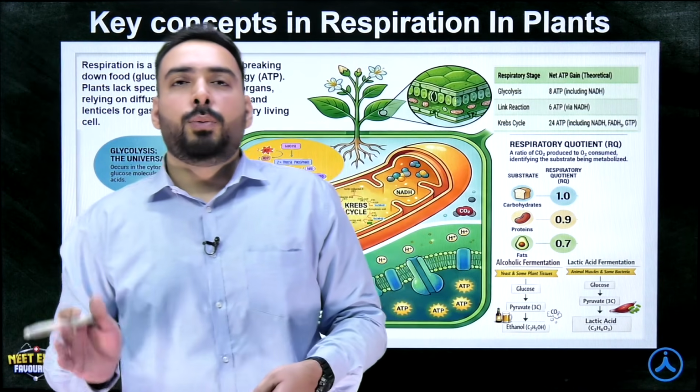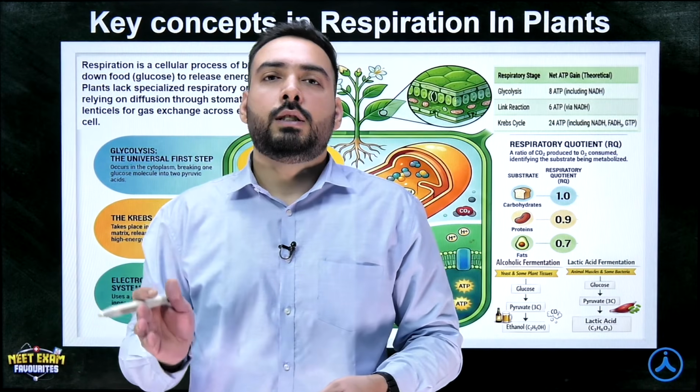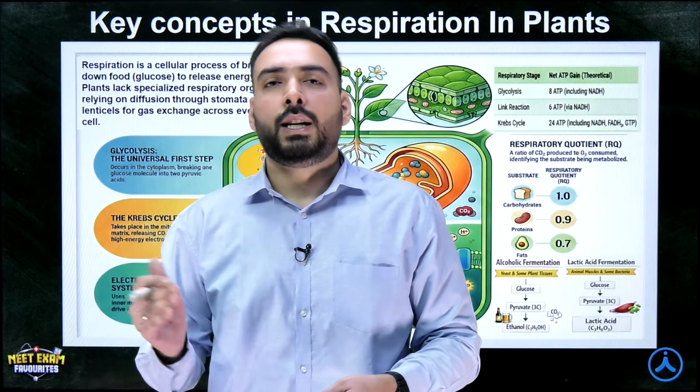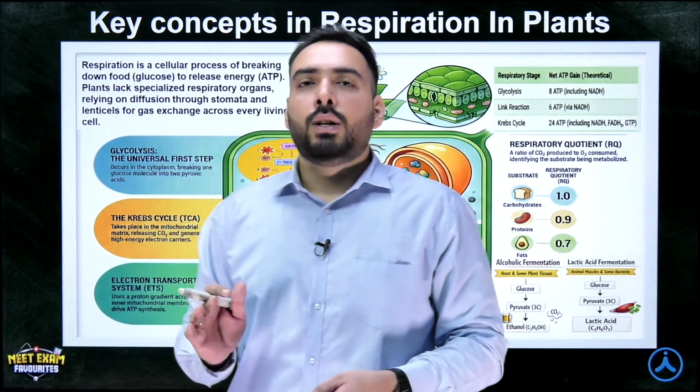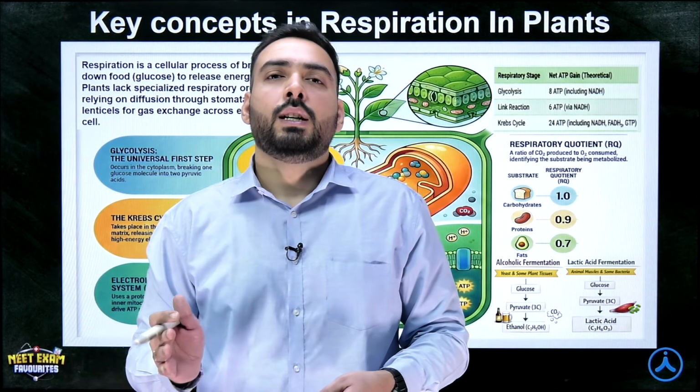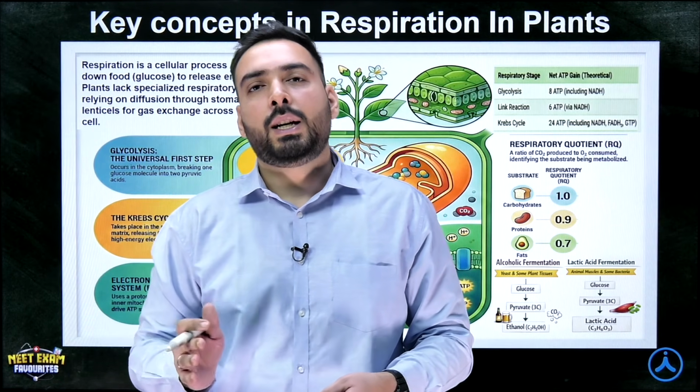Now, in aerobic respiration, oxygen is used as the final electron acceptor. The role of oxygen will come later in this topic. Now, how does a plant obtain that oxygen? It is done by gaseous exchange with the environment. For that purpose, the plant has stomata and lenticels.